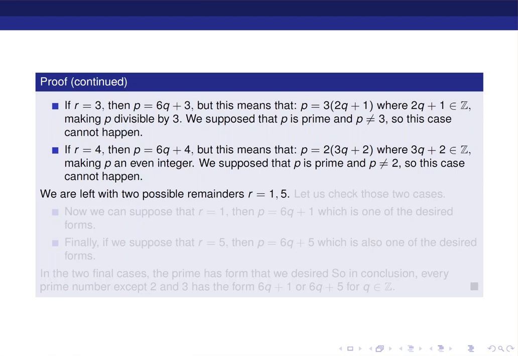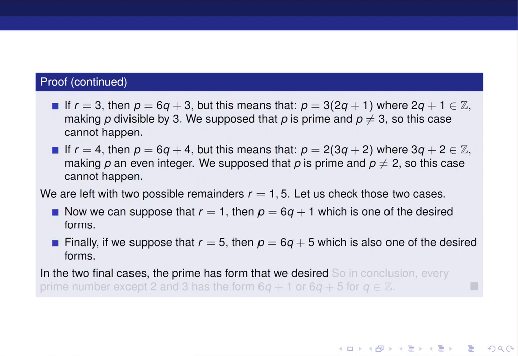So we're left with the only other 2 remainders, 1 and 5, and in both cases, the prime number has the desired look. If the remainder is 1, then our prime number looks like 6q plus 1. If the remainder is 5, then the prime number has the look of 6q plus 5, in which case we are happy. So in conclusion, every prime number except for 2 and 3 has the form of 6q plus 1 or 6q plus 5. We did this by pretty much a process of elimination. We took out all the impossible remainders and we're left with 2 remainders. So my prime number is going to have one of those 2 remainders. I don't know which one, but it's one of those 2.